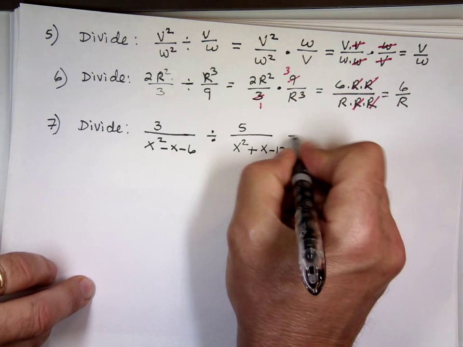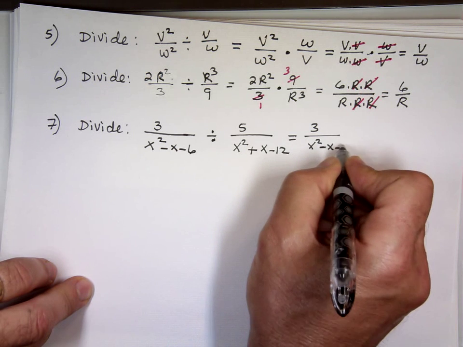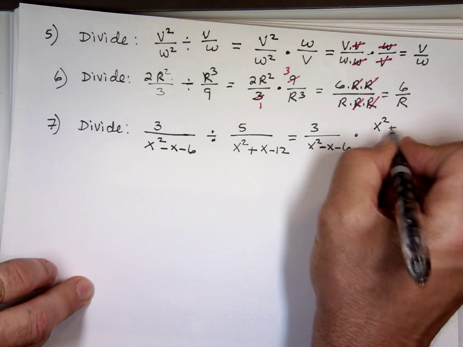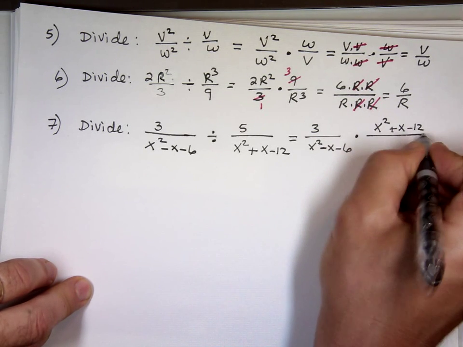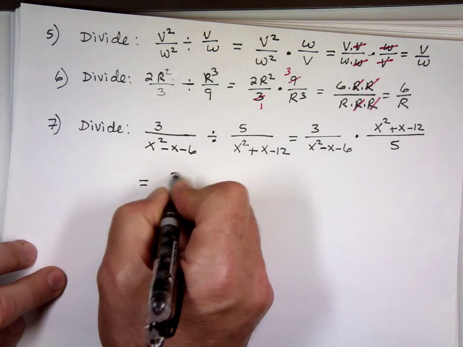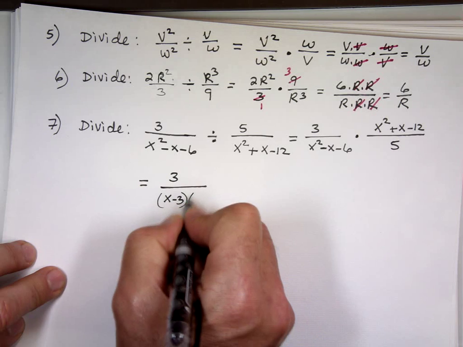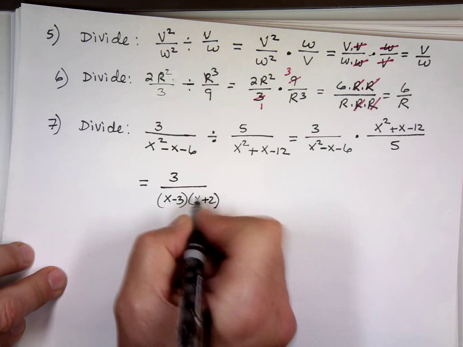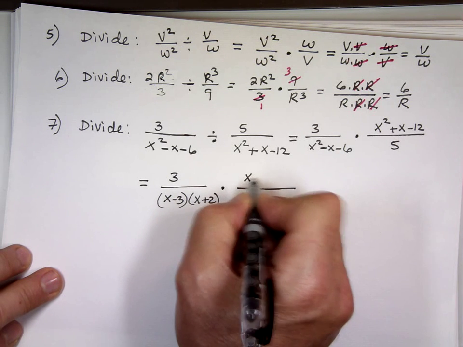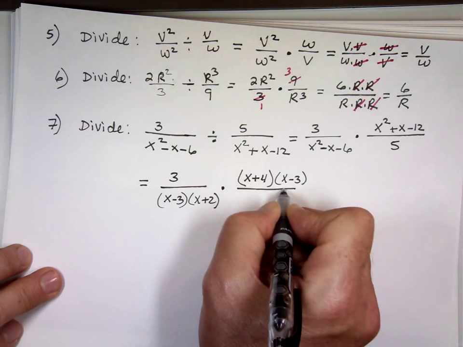Now again, division, first step is we change it to multiplication by flipping the second number, or the second rational expression. It's not a number. And now let's see if I can factor that. 3 over, can I factor this? X minus 3, x plus 2. Times this one, x plus 4, x minus 3 over the 5.